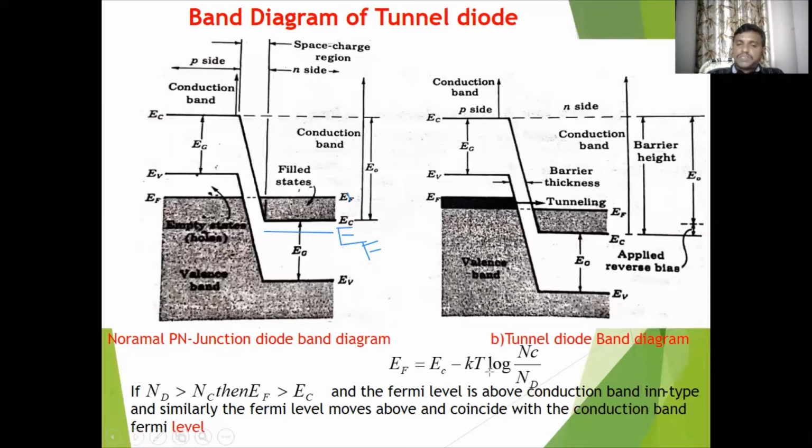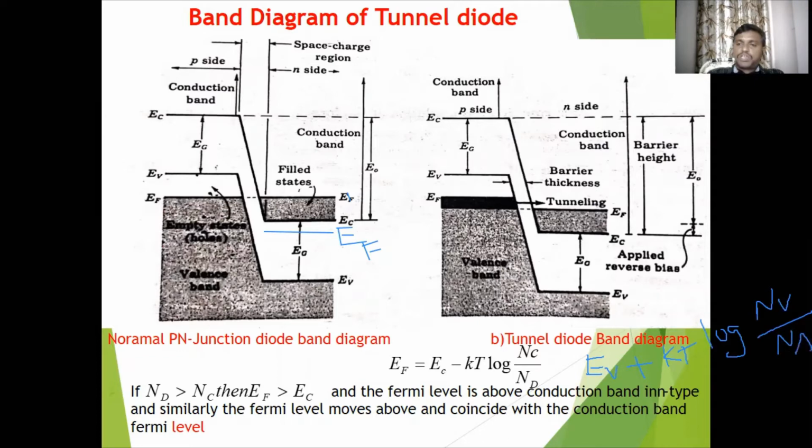EV plus KT log of NV, that is NC here; NV, you will get the conduction band and valency band energy states, NV by NA. Why is it called NV by NA? This equation we can write as EF equals EV plus, for p-type material, KT log of NV by Na.